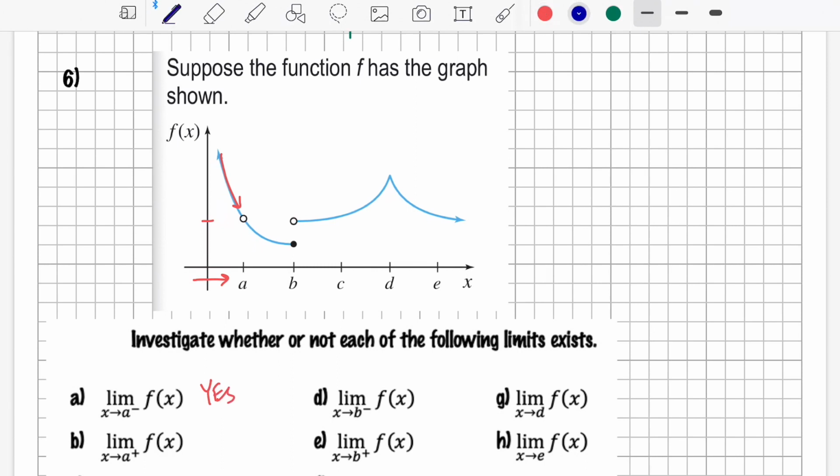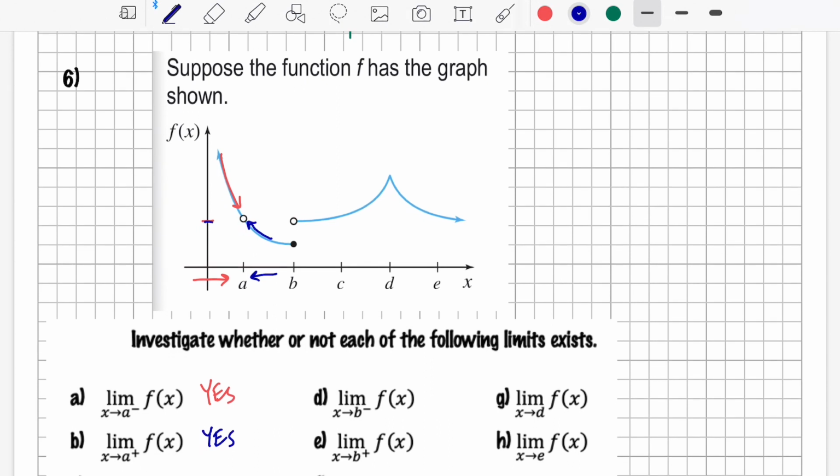Now, for the next one, it says to approach from the right. We need to approach from the right. Let's approach from the right. If I approach from the right, my graph is approaching a y value? Yes, it is. Yes.